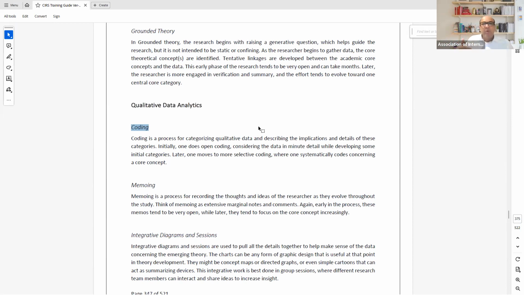So you have to do memoing and coding to make it an admissible document for it to become part of your data collection method. And that is why coding and memoing is important. Then you can also do integrative diagrams and sessions.